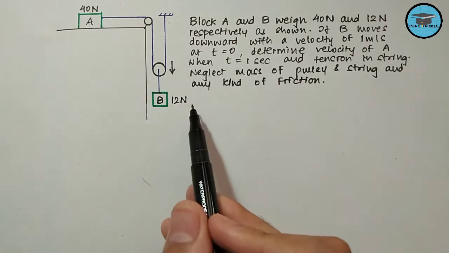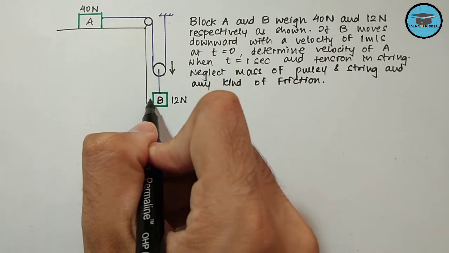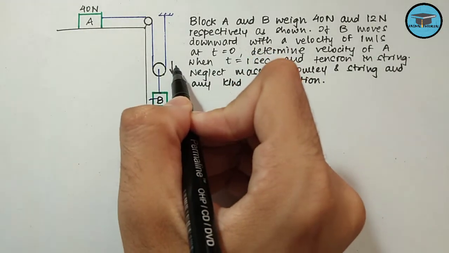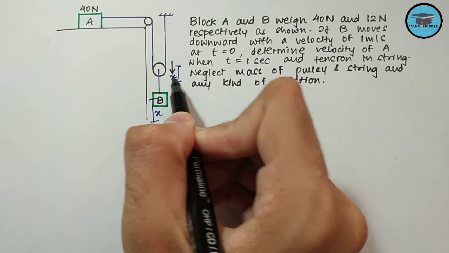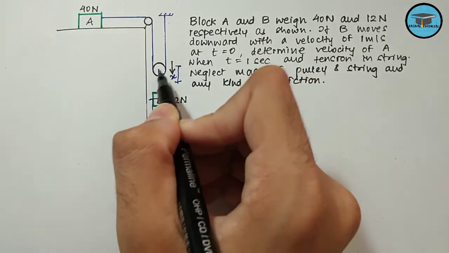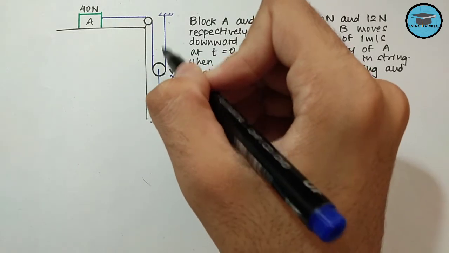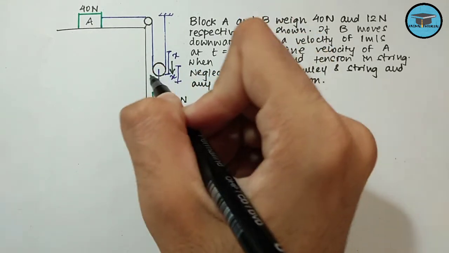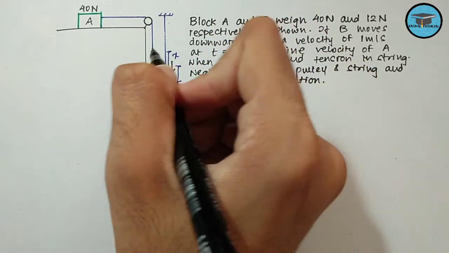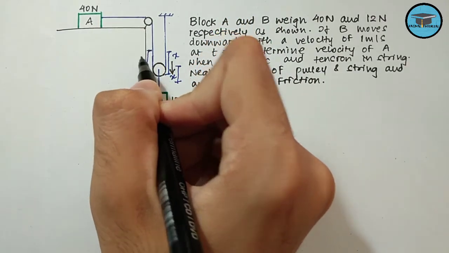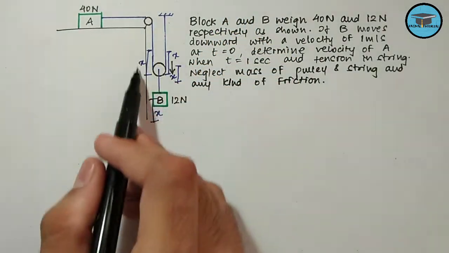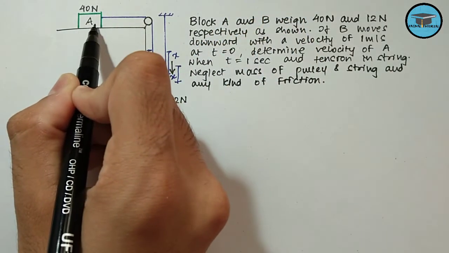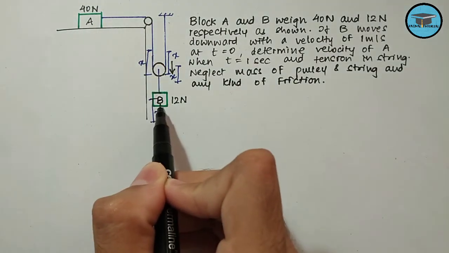Now, let us suppose that block B moves by a distance of x in the downward direction. This pulley will definitely move by a distance of x in the downward direction. As this pulley moves by x downward, on this side the rope will move by x distance in the upward direction. Similarly, on this side the rope will move by x distance in the downward direction. Hence, the net displacement of block A will be twice of x, as the displacement of the rope is 2x. So the displacement of block A will be twice that of the displacement of block B.